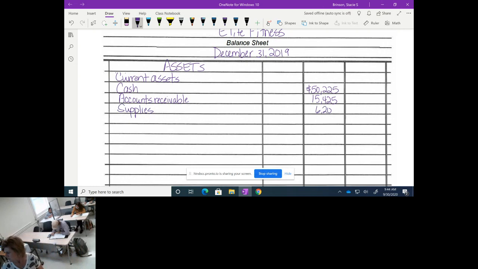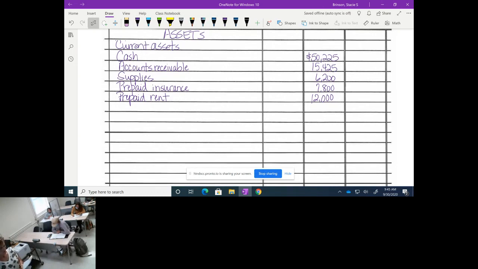What's next? One of the prepaids. Yeah, one of the prepaids. It really doesn't matter which one. I don't think one would necessarily be easier to collect than the other. So prepaid insurance and prepaid rent, if you were trying to get your money back, is what I'm saying. Because when you're thinking about the order of liquidity, I'm thinking about how fast can you turn this into cash? Well, you'd have to ask for a refund if you were going to turn either one of these into cash. So I don't think one would necessarily be easier than another to get a refund out of. So we'll just list them both.